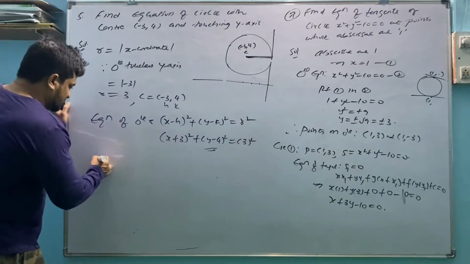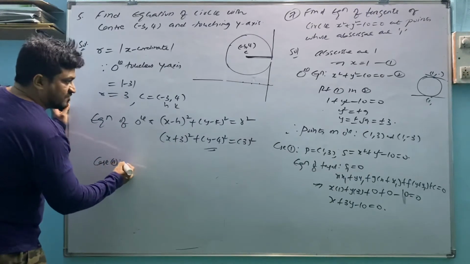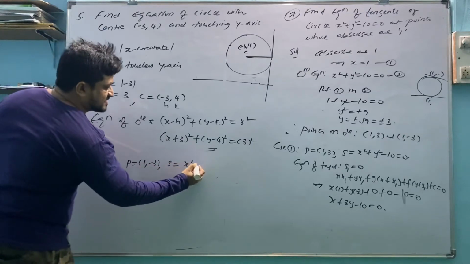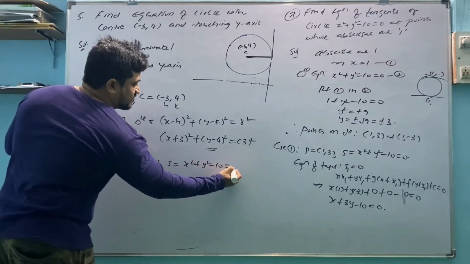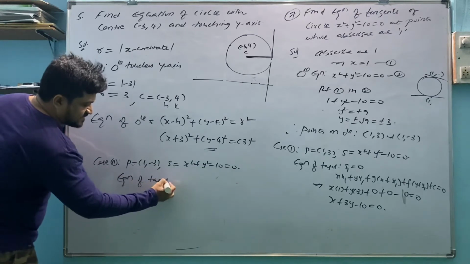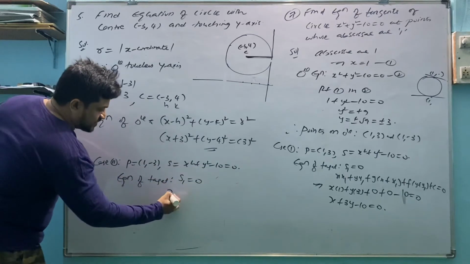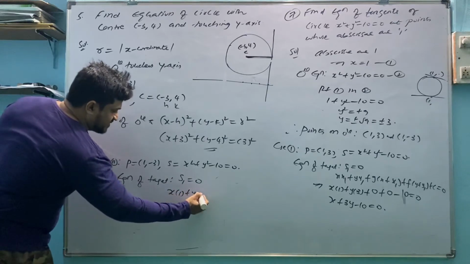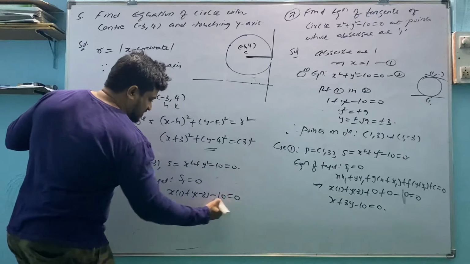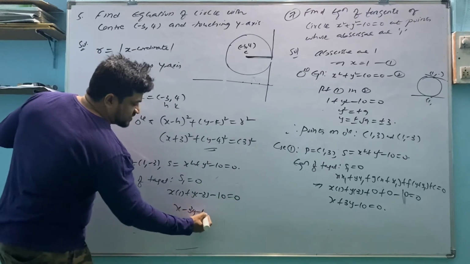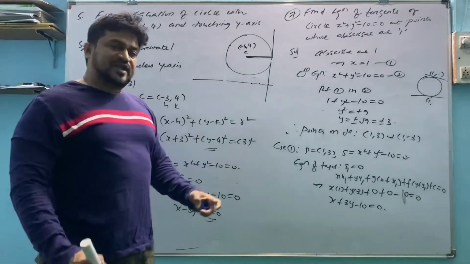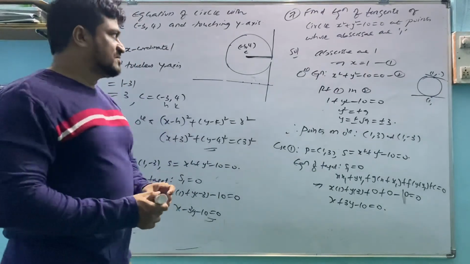In case 2, we have point (1, minus 3) and circle is x square plus y square minus 10 equal to 0. Now what is the equation of tangent in this case? S1 equals to 0. So x x1 plus y y1, plus g is not there, f is not there, minus 10 equal to 0. Or those who have not understood this one, they can write the full formula. From here, g and f values they can find and substitute here.